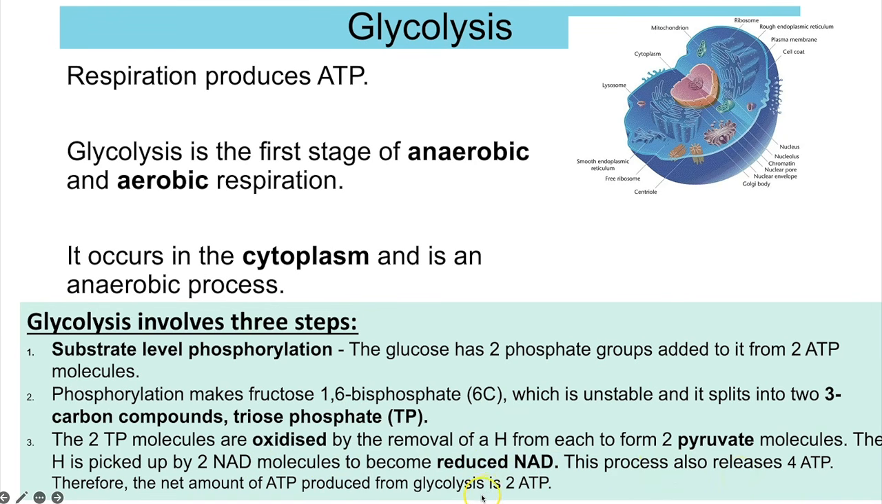But that means we have a net gain of 2 ATP from glycolysis, because we had to use 2 at the start. Take that away from the 4 that are made, we have a net gain of 2. So that's the stages written down. Let's have a look at it as a visual representation so it makes hopefully a bit more sense.